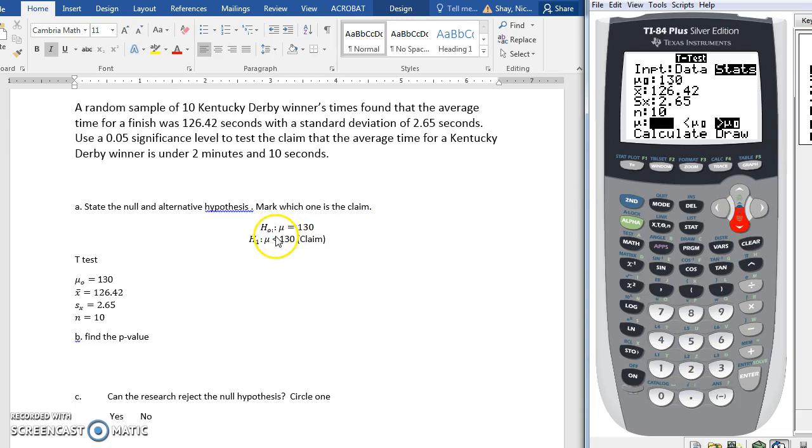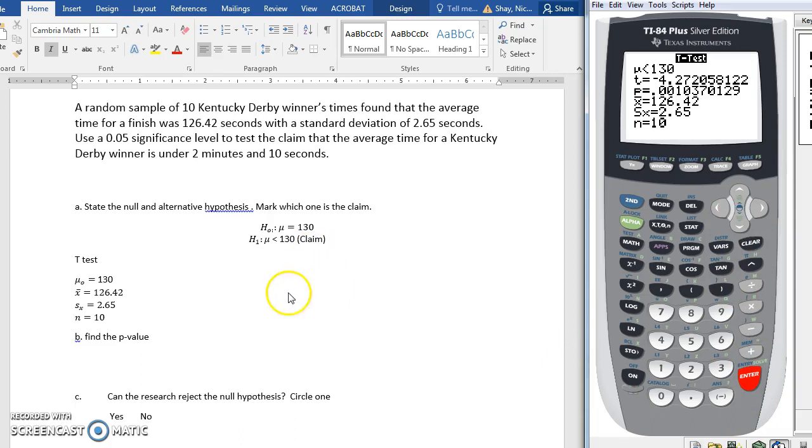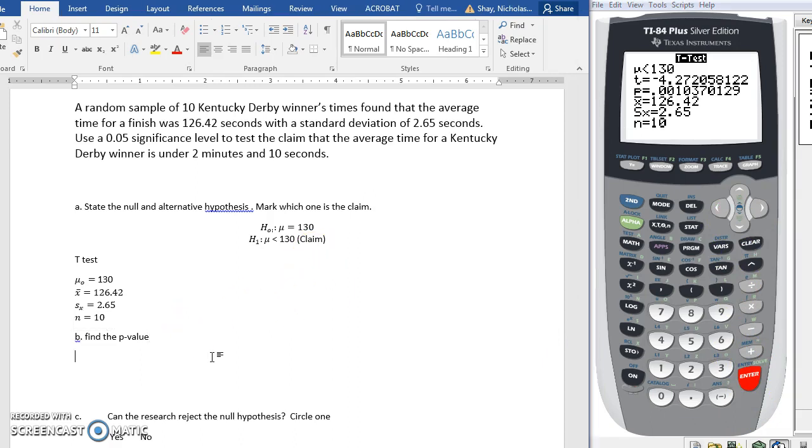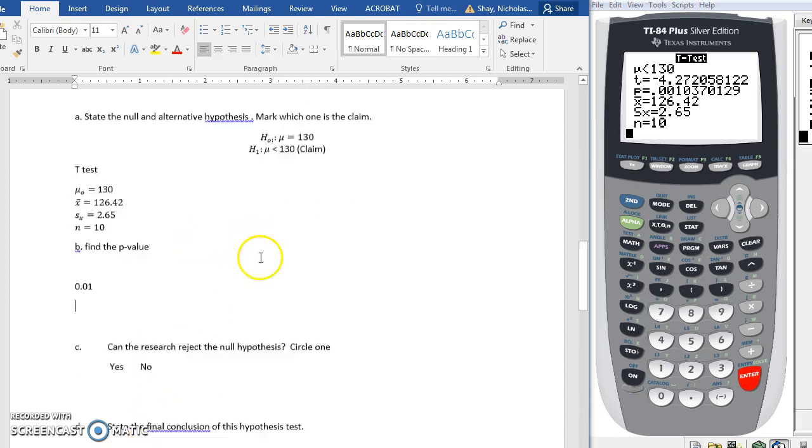Now again, I want to stress, I'm seeing a lot of people mess up on this step. We want that symbol to match up with what we have right here. So we're going to select this one right here. Now we're going to calculate that, and we're going to get our p-value. So our p-value is 0.01. So now we're going to take a look.